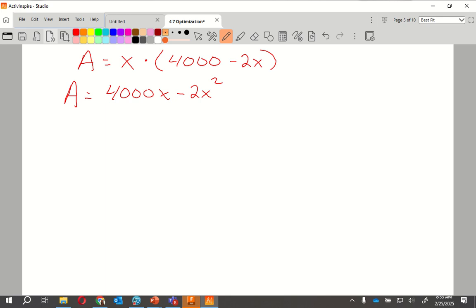And at the beginning we said our goal is to maximize the area. So I'm going to find the derivative, set it equals 0. So as I do that, that's going to be the derivative of A with respect to x. So in terms of x, this is going to give me 4,000 minus 4x.